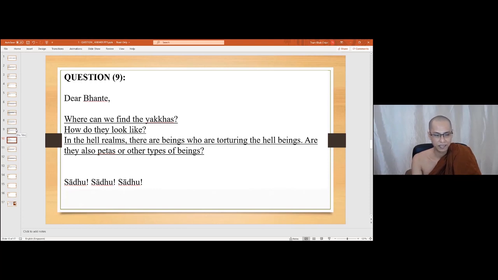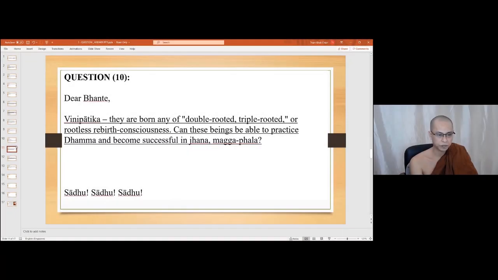Then in the hell realms, there are beings who are torturing the hell beings. Are they also petas or other types of beings? Yeah, they are considered as a peta. Vinipatika, they are born with double-rooted, triple-rooted, or rootless rebirth consciousness. Can these beings practice Dhamma and become successful in jhana, Magapala? Yes, of course. If they are born as triple-rooted, only the triple-rooted can practice up to the level of jhana and Magapala.